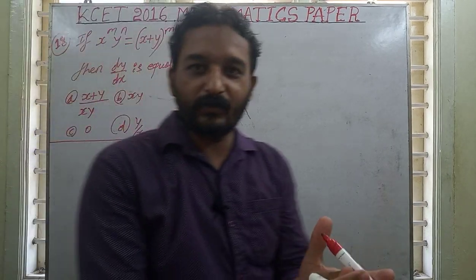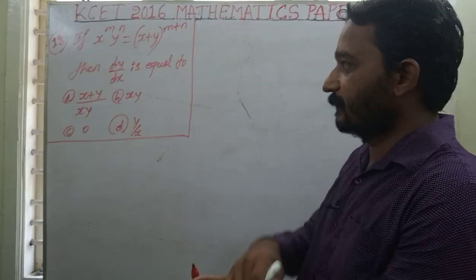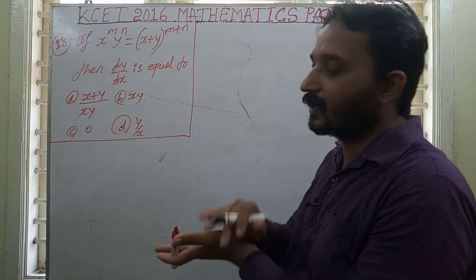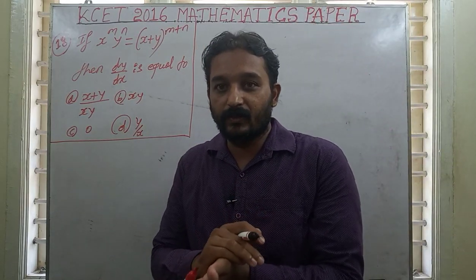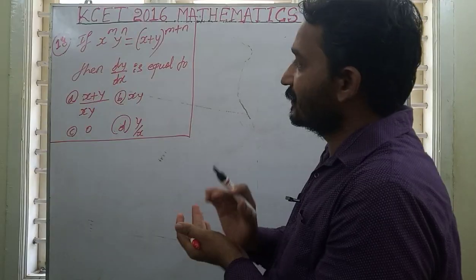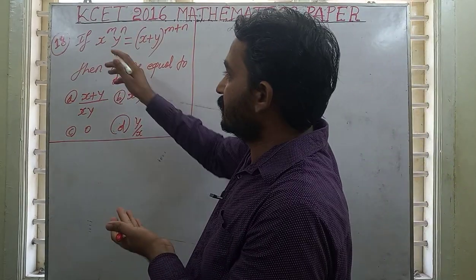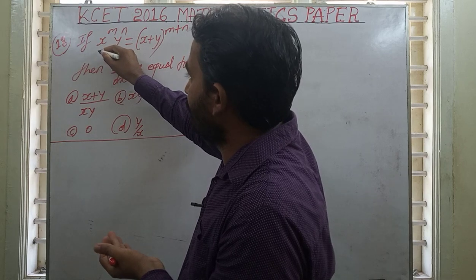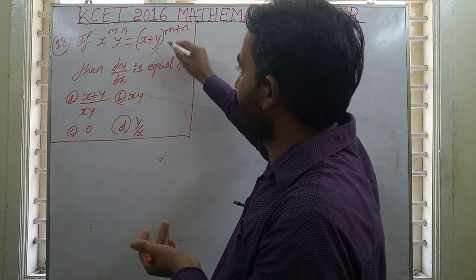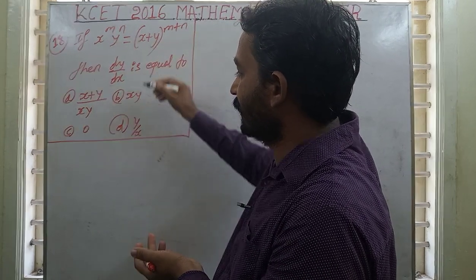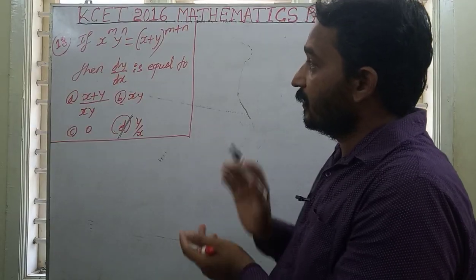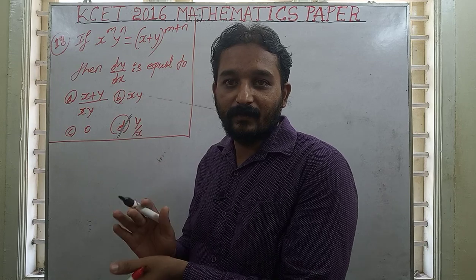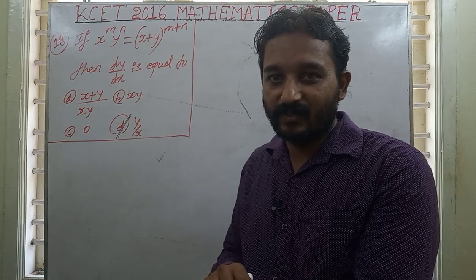So now let us move on to the next question, question number 18. Once again this question is based on the chapter continuity and differentiation, particularly logarithmic differentiation. So this is a standard result. In this question, if x to the power of m, y to the power of n is equal to x plus y to the power of m plus n, then dy by dx is y by x, a standard result. But I am solving this question by the usual method, that is, logarithmic differentiation.